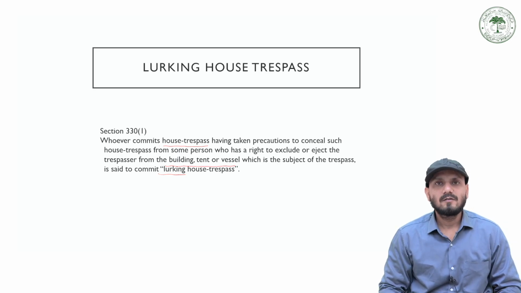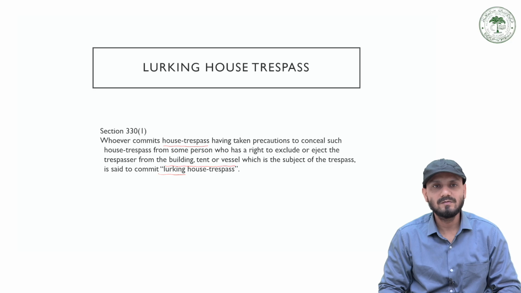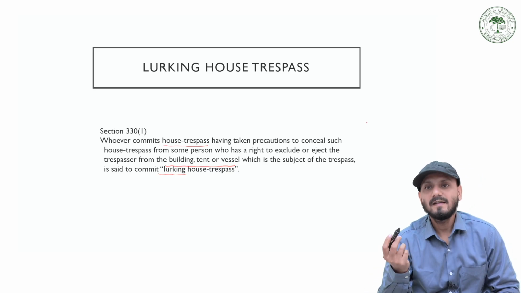So, section 330 clause 1 says when a person unlawfully enters or remains in a property while deliberately taking steps to avoid being seen or caught by someone who has the right to remove them, they commit lurking house trespass. In order to constitute lurking house trespass, the offender must take some effective steps to conceal his presence. It means the accused must have taken some active steps or every possible precaution to conceal his presence, so that he is not noticed by anyone.